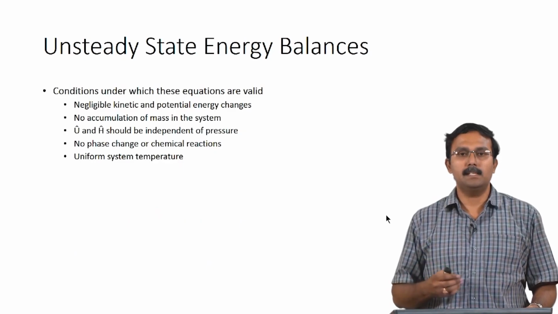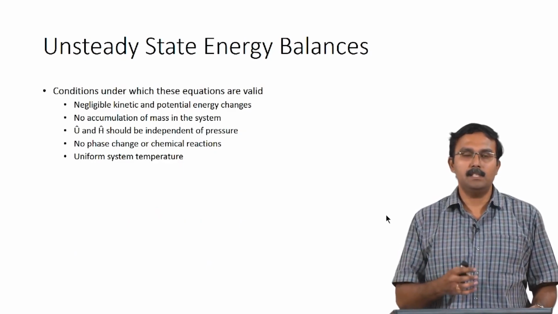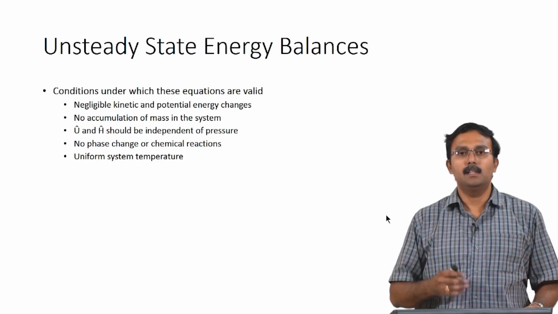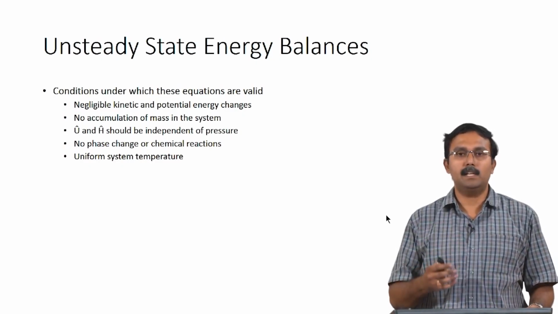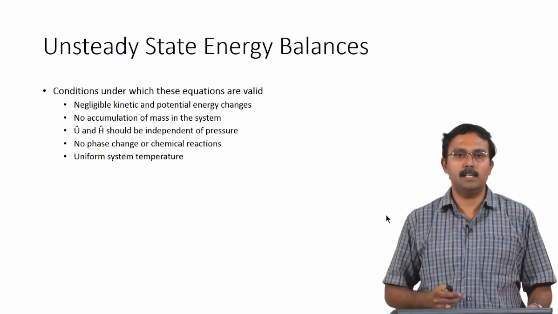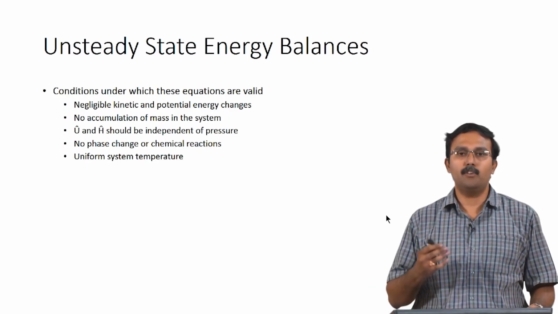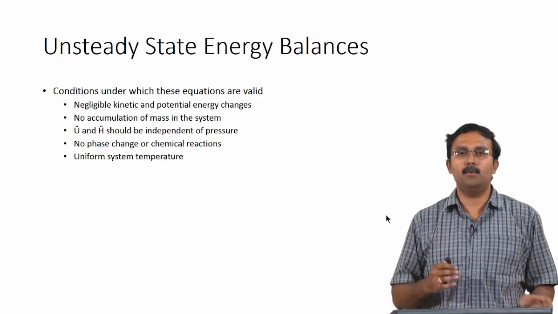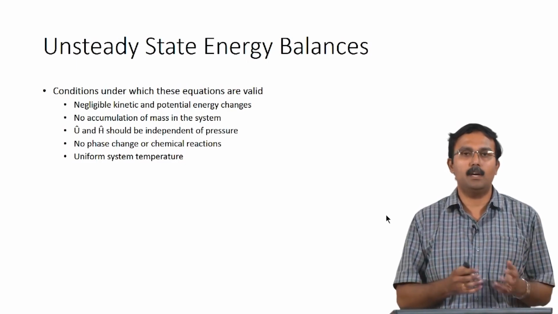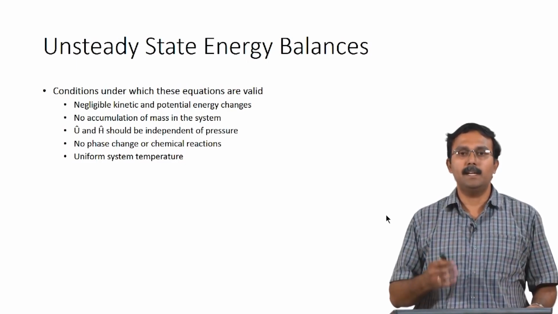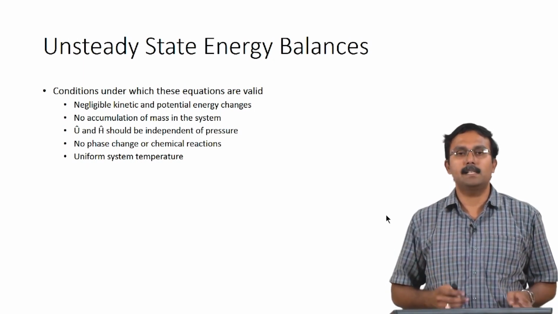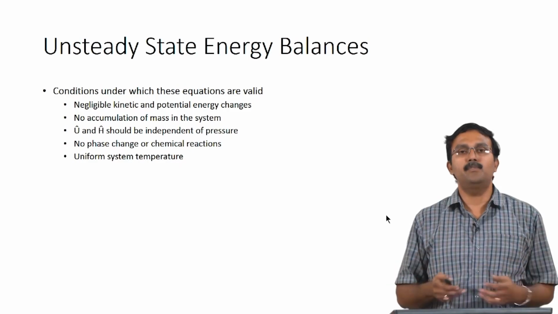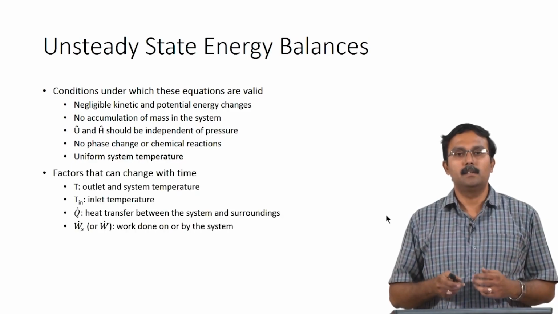So, to summarize, for this equation to be used, these conditions have to be valid. There has to be negligible change in kinetic and potential energy. No accumulation of mass has to happen inside the system. The accumulation can happen only for energy. U cap and H cap should be independent of pressure. No phase change or chemical reactions can happen. There has to be uniform system temperature.